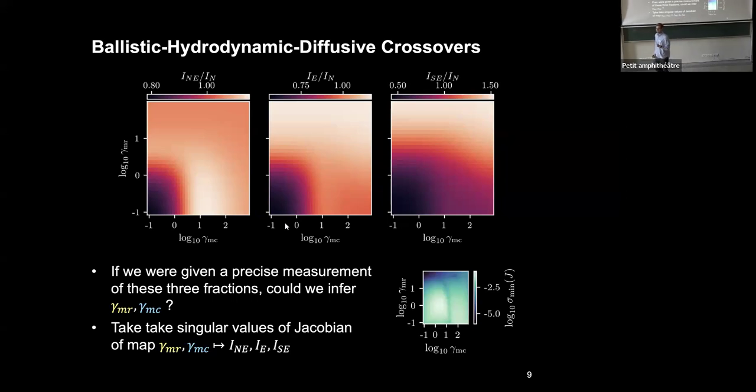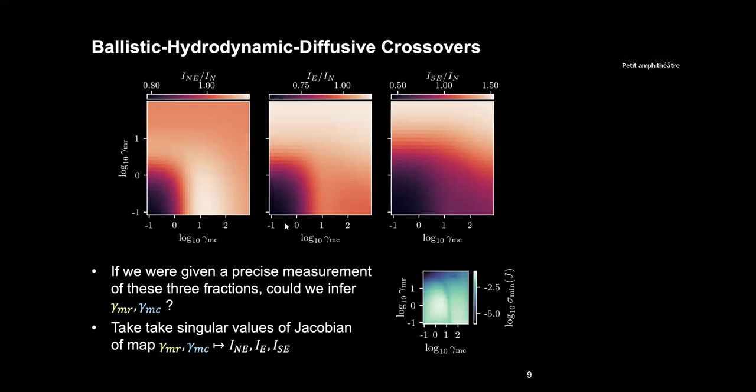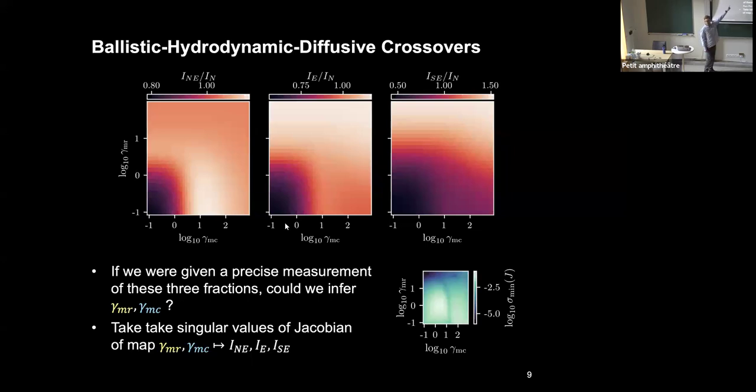But there's a question. The color map, which one is ballistic and which one is diffusive? Oh, sorry. The ballistic regime in all three of these pictures would be the bottom left corner of each picture, where the scattering rates are all close to 0.